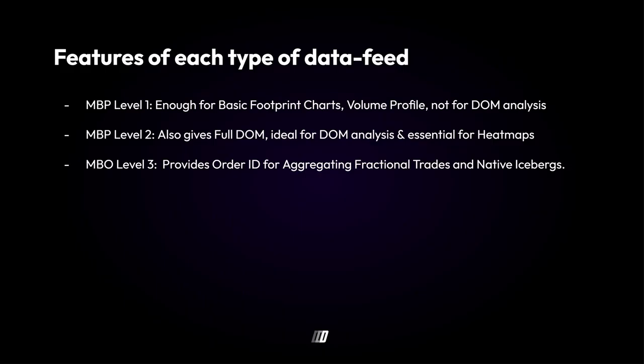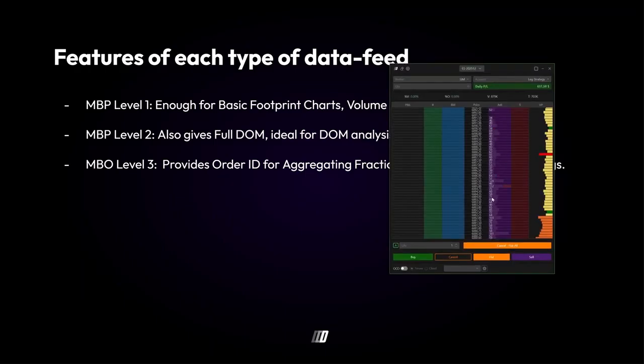So to summarize the features of each type of data feed, you have market by price level 1, which is enough for basic footprint charts. Volume profile, you just need level 1. No need for level 2, no need to pay a lot of money, which by the way is $20 or $30 a month. It's not good for depth of market analysis. So if you want to see liquidity areas and stuff like that, you're not going to be able to see it with level 1.